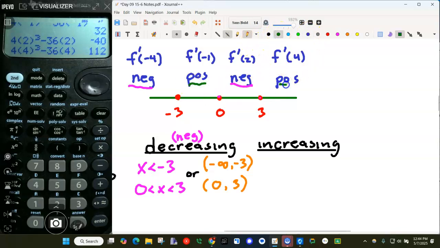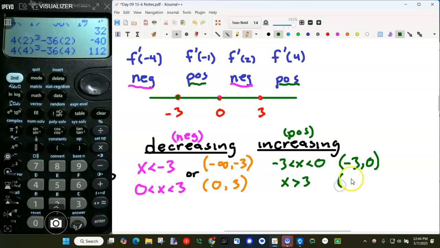Okay, and lastly, go over to the positive side where it's increasing. So those two, increasing is going to be positive. So we have everything between negative 3 and 0. Or just negative 3 comma 0. And then everything greater than positive 3. Or everything from 3 to infinity. You don't have to write both versions. You can pick one or the other. Set notation or interval notation.